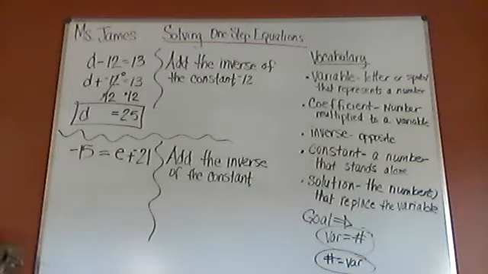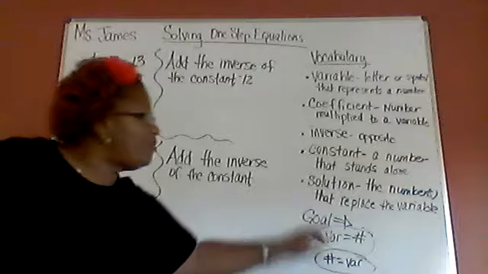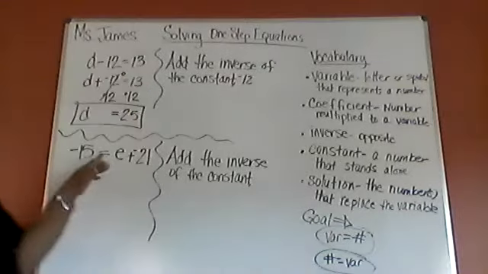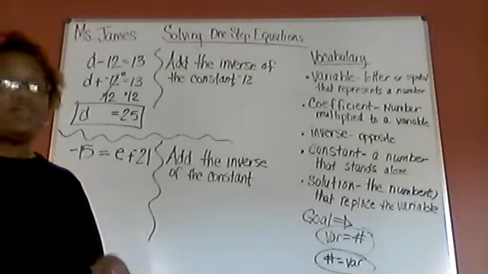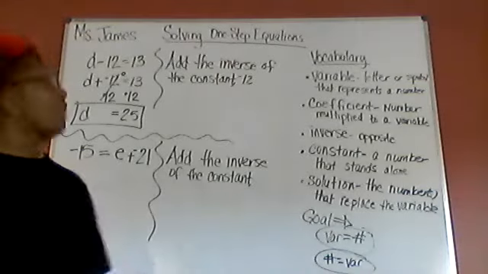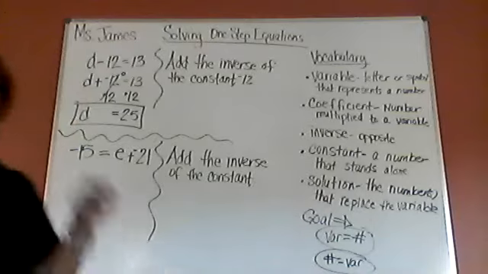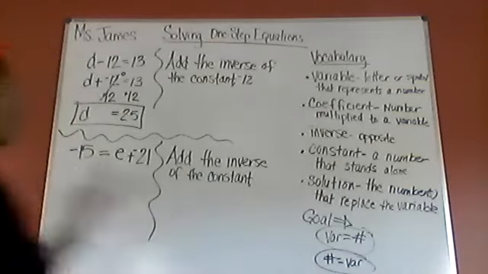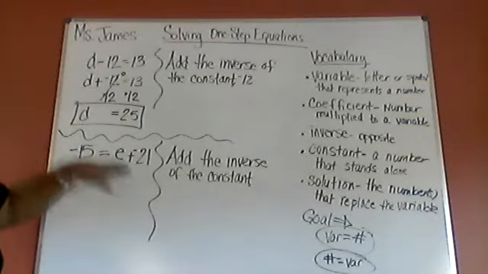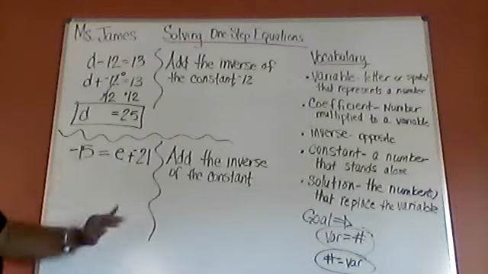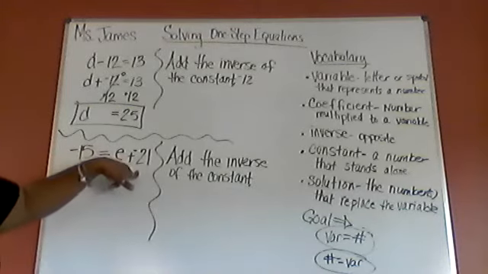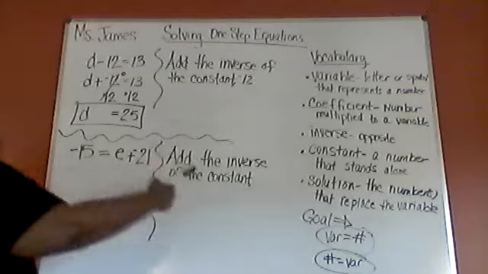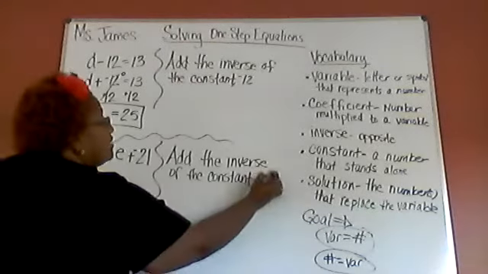Now, we have to remind ourselves that we want to get the variable by itself. So we want to get e by itself. How can we get e by itself? The only way we can get e by itself is if we make it 0. What can we add to negative 21 to make 0, to get our 0 pair? We have to add 21 there. So in this case, we would not be doing the inverse of negative 15. We will be doing the inverse of negative 21. So we're going to add the inverse of the constant, negative 21.